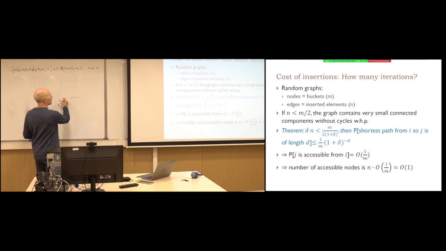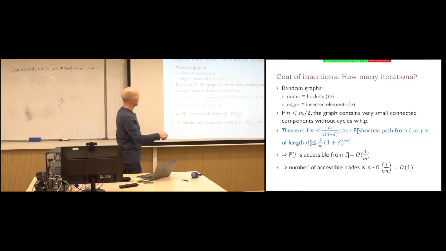So if the number of edges is less than m over 2, and you start from some node and start to propagate, then it will go extinct very quickly. In a constant number of steps, the process will be interrupted.